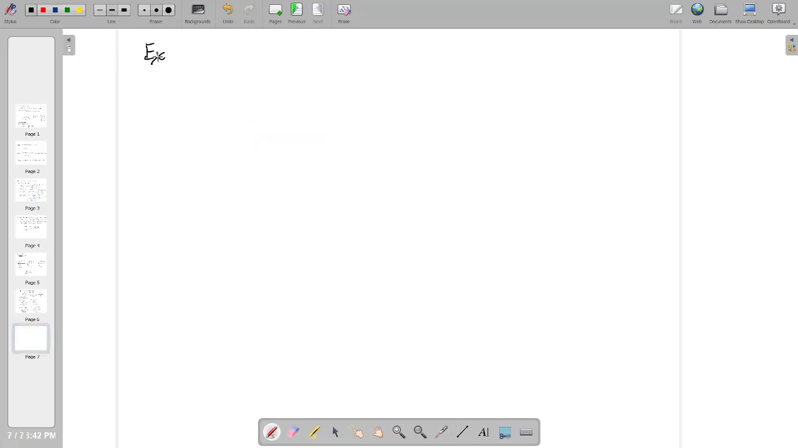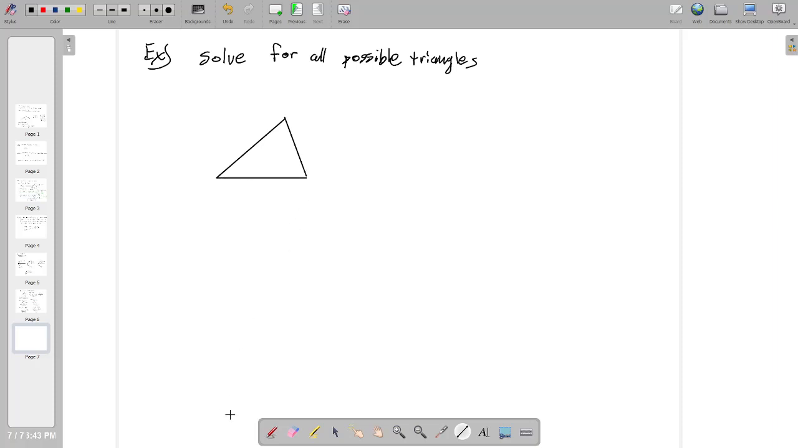Okay, let's do another example. Solve for all possible triangles. And this time we have a similar triangle, but our side length is a little bit shorter. So this is still going to be 30 degrees. Still call it angle C. Still call this angle B, which is length 10. But this third side is going to be 4.